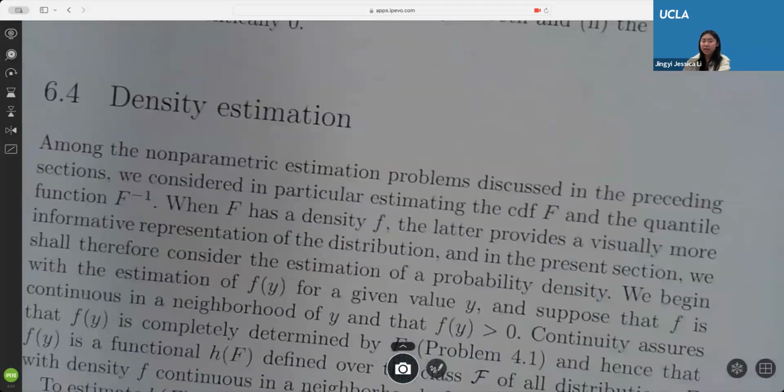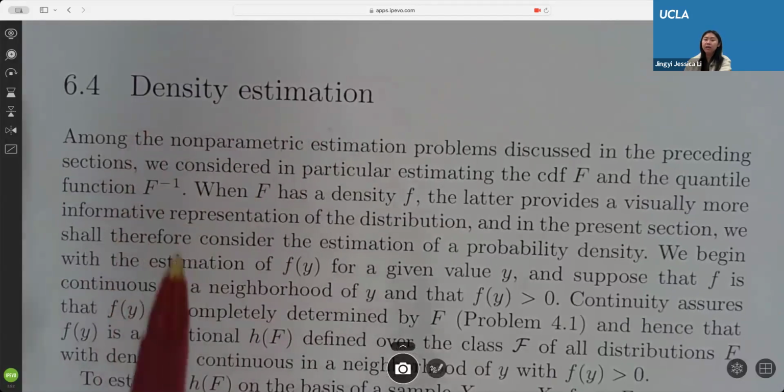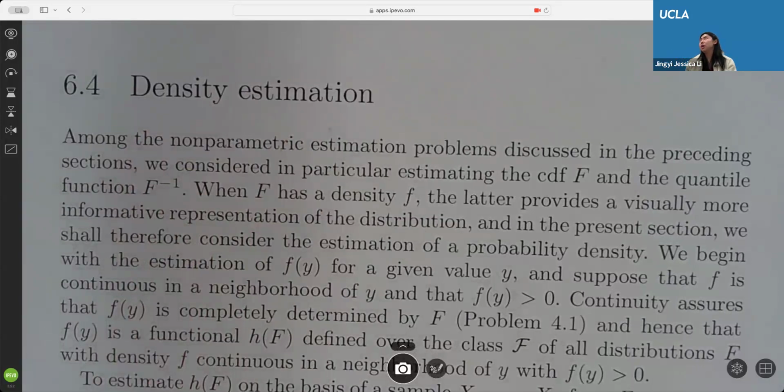For the remainder of today, I'll talk about a new topic, density estimation. This is something in parallel to the discussion of bootstrap. We can use the statistical functional argument for both. All right, so what is density estimation?